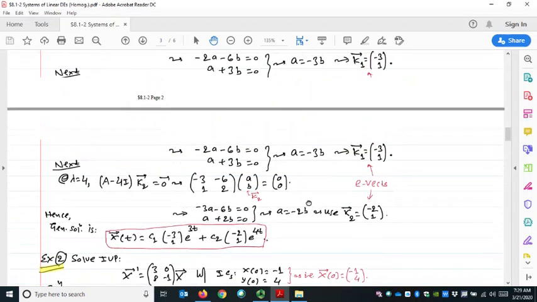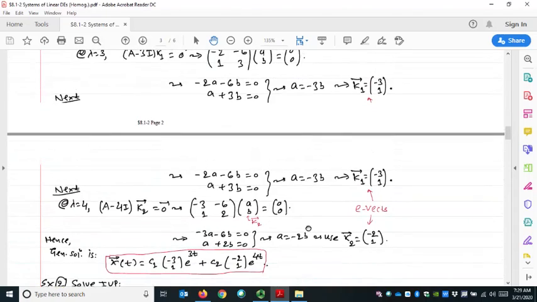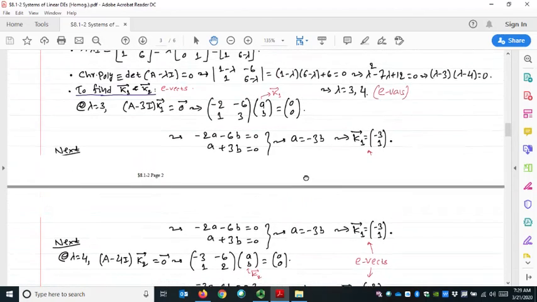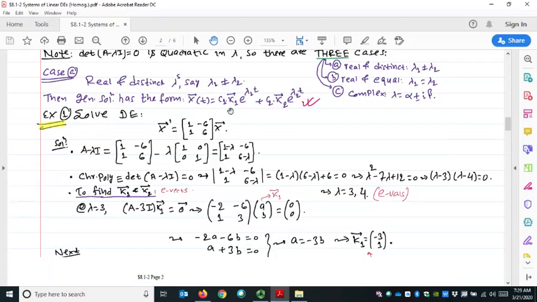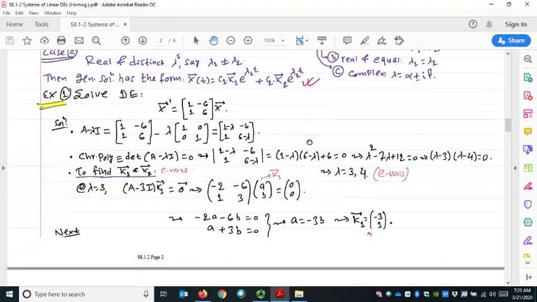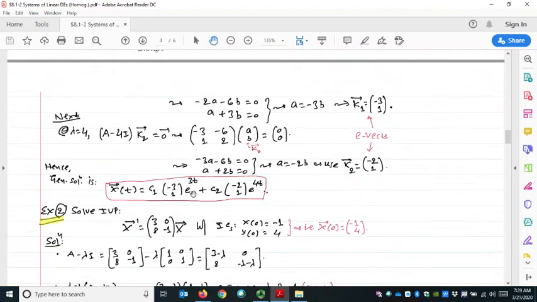Now we are ready to write the general solution in this form. So what is the form here? Let me show the form. C1, first eigenvector, e to the lambda 1t plus C2, second eigenvector, e to the lambda 2t, where lambda 1 and lambda 2 are eigenvalues. So C1, first eigenvector, e to the lambda 1t, which is 3t, plus C2, second eigenvector, e to the lambda 2t, where lambda 2 is 4. Great. This is our general solution.